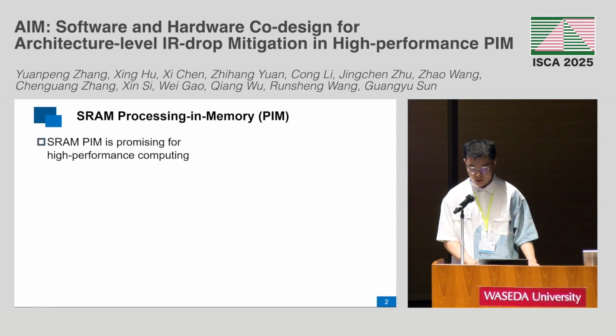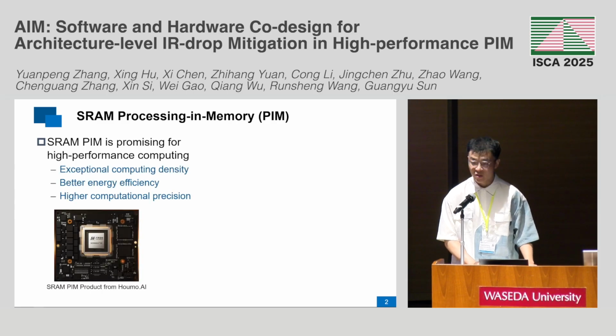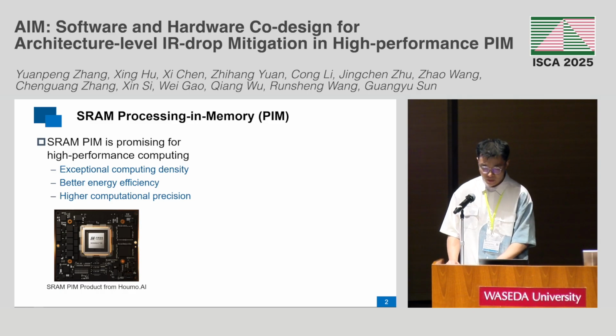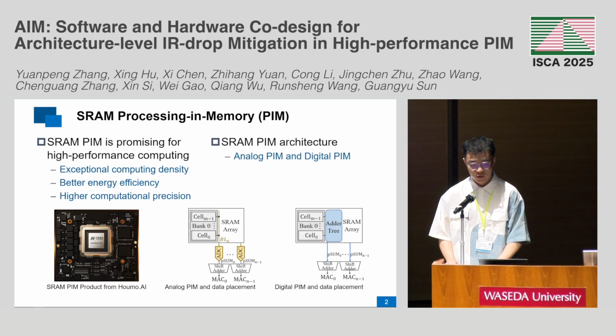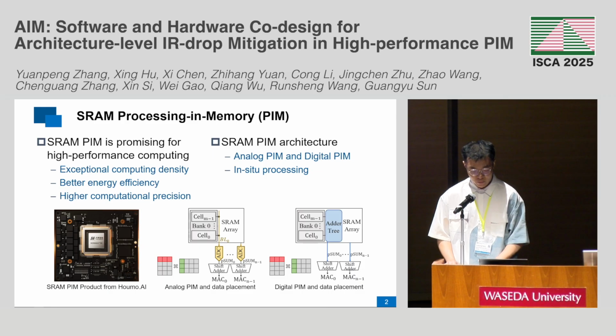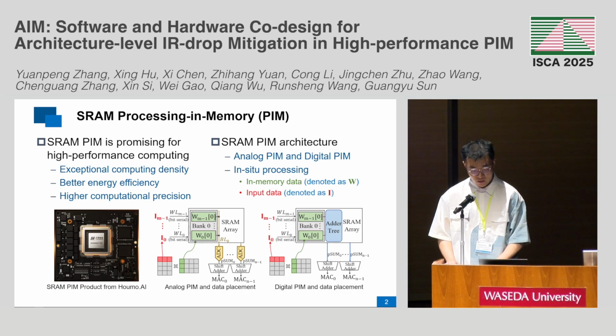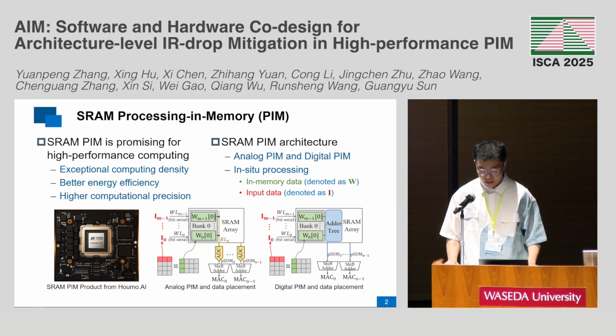SRAM PIM has emerged as a promising architecture for high-performance computing, offering exceptional computing density, energy efficiency, and computational precision. SRAM PIM architectures can be categorized into two types, analog PIM and digital PIM, based on their data accumulation format. Although they are different in the form of product accumulation, they share similarities in data placement and processing paradigm. We call the multiplied data stored in SRAM as in-memory data, and the serialized data sequentially loaded on the word line as input data.